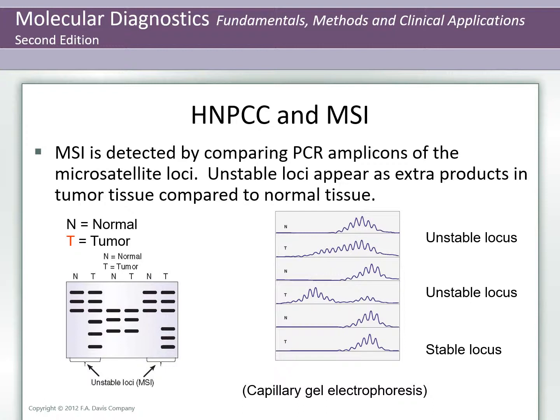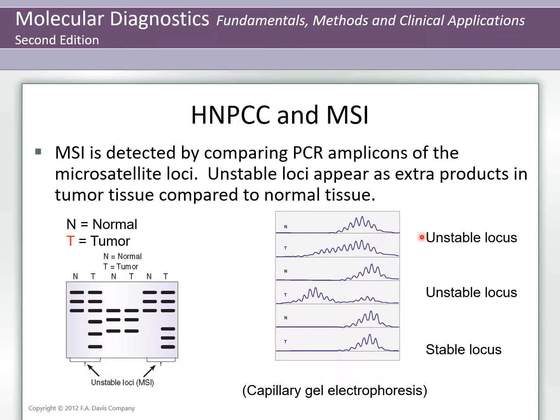Microsatellite instability as detected by gel electrophoresis can be seen in this figure on the left. You can observe the increased tumor alleles designated by the T lanes compared with the normal cells designated by the N lanes. Stability is indicated by identical patterns in both tumor and normal cells. An example of this is the normal and tumor cells in the middle lane.